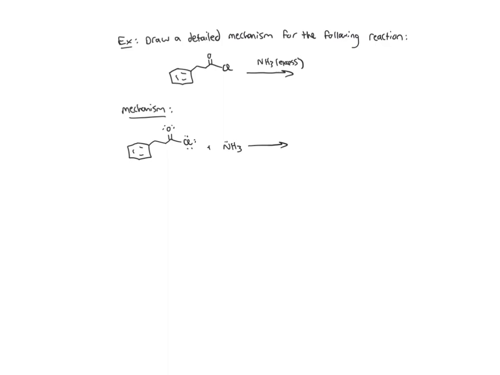We can identify our pi electrophile. That's the one with the carbon that's doubly bound to the oxygen. So this one here is our pi electrophile. And the E+ is short for electrophile. And then our nucleophile is over here.